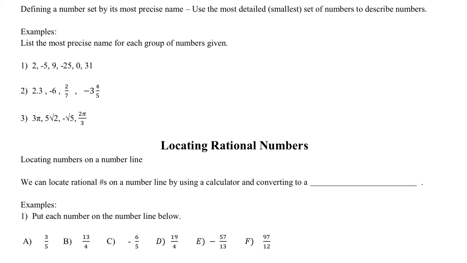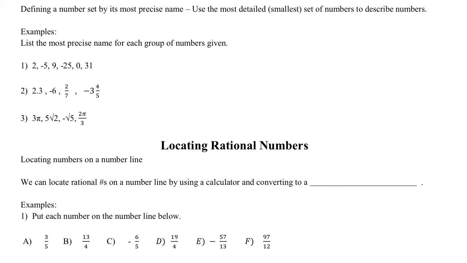And when I do this, I like to start from the inside and go out. And I'm going to ask myself the question, do these numbers belong in that group? And when I hit my first yes is when I know the smallest group of numbers that this entire set belongs to. So the first one we're going to start with is the set of numbers 2, -5, 9, -25, 0, 31. So I'm going to start from the inside.